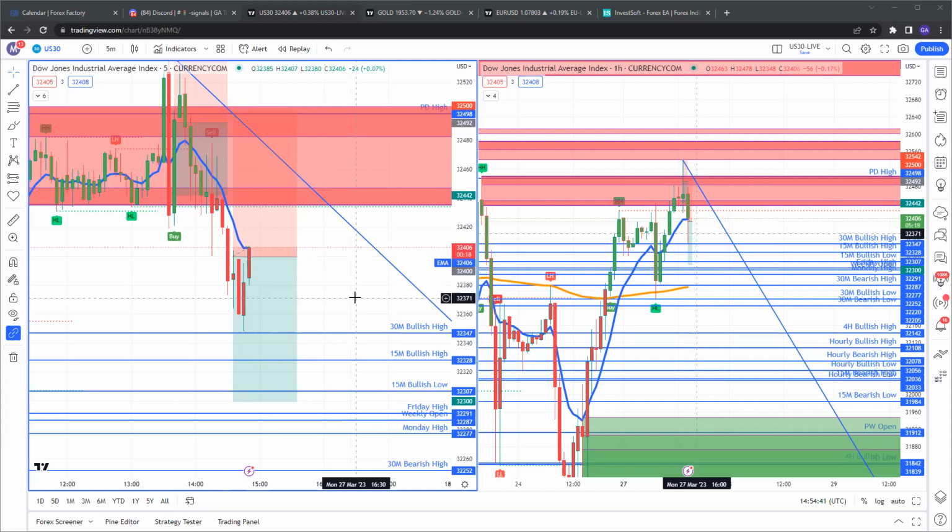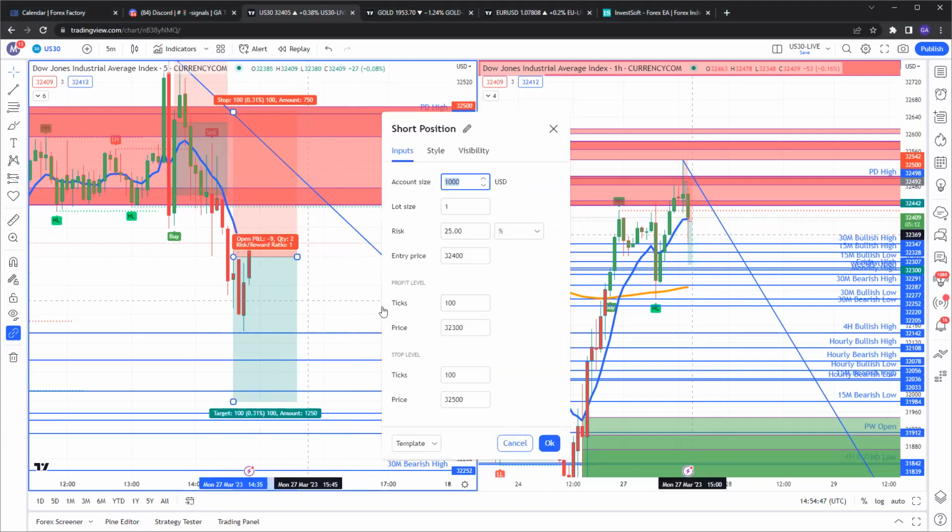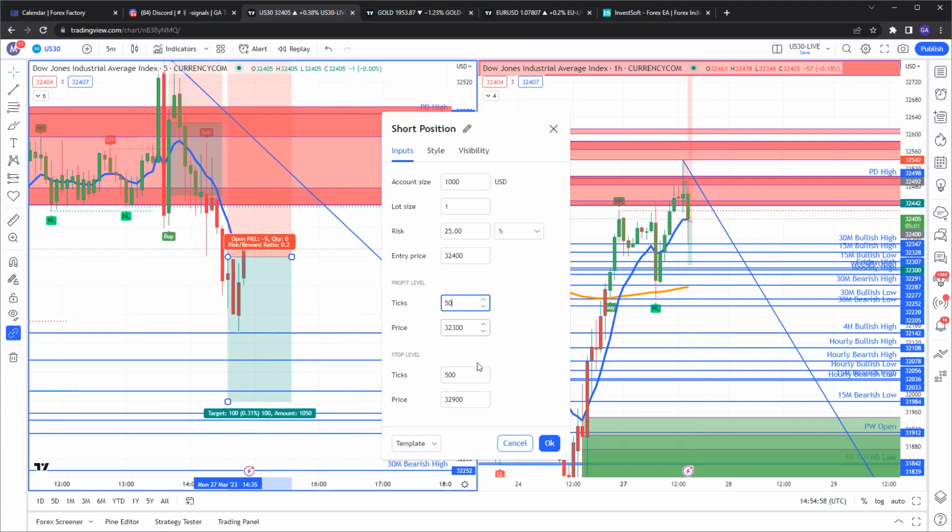If you're still holding this trade, remember, for my trades, especially US 30. So how do I do US 30 trades? For this trade, I went with a double stop loss and double take profit. Normally my trades for US 30 are 50-50: 50 pips take profit, 50 pips stop loss, right?